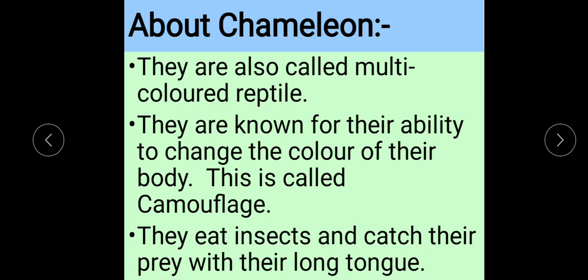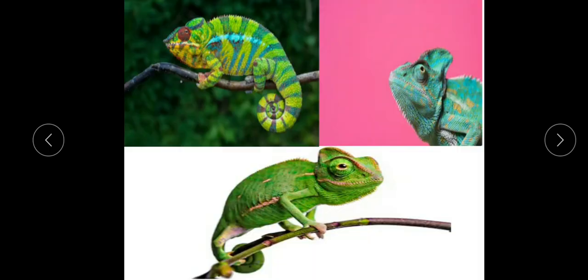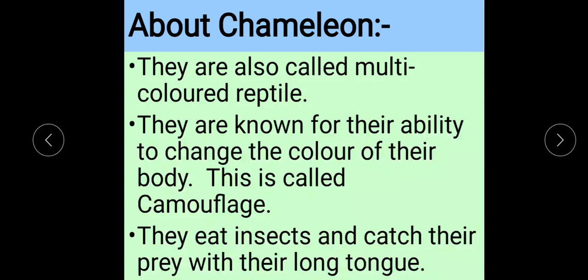Chameleon is capable of changing the color of its body, as we can see here. Okay, and that is also called camouflage. They are known for their ability to change the color of their body. This is called camouflage. Okay. So, do you know the meaning of camouflage? Camouflage means the ability to change the color of the body. Now, do you know why it changes the color of its body?